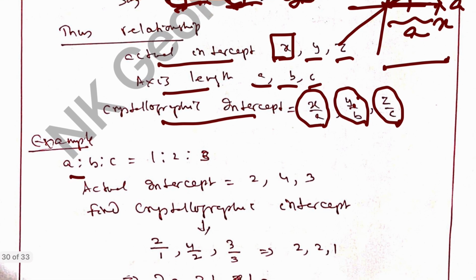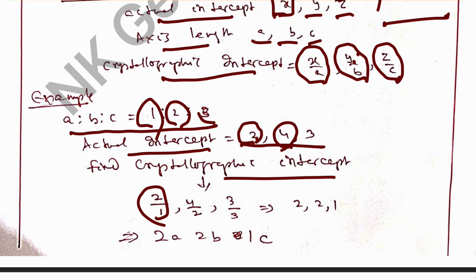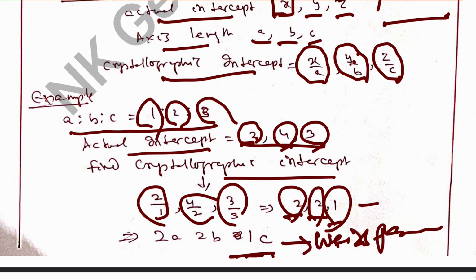For example, a is to b is to c is given as 1 is to 2 is to 3. Actual intercepts 2, 4, 3. Find the crystallographic intercept. This is the actual length that has been covered. 2 by 1, 4 by 2, 3 by 3. These are the intercepts. This is 2a, 2b, 1c. This is the Weiss parameter. Then the Miller indices are derived from it.